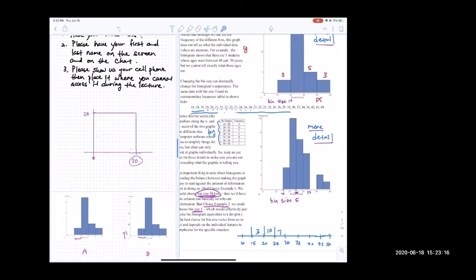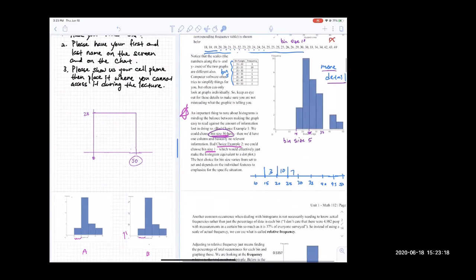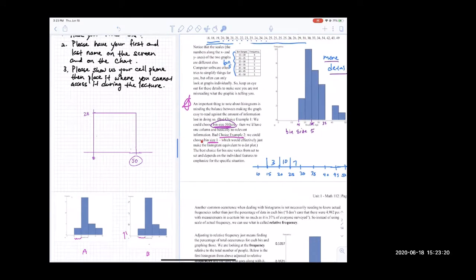Okay, but by making your bin size 1, would that actually get you a better graph? Not necessarily. It's just going to be an overload of information, okay? So this is another bad choice, right? So not having enough detail and having too much detail, those are bad examples of a histogram, okay?